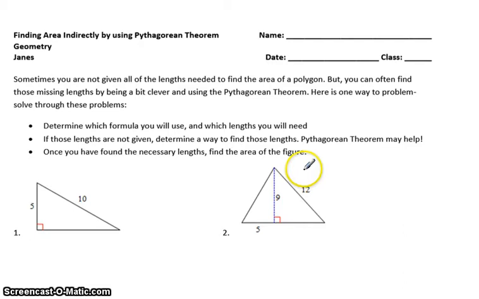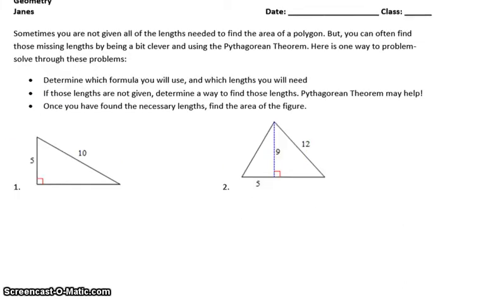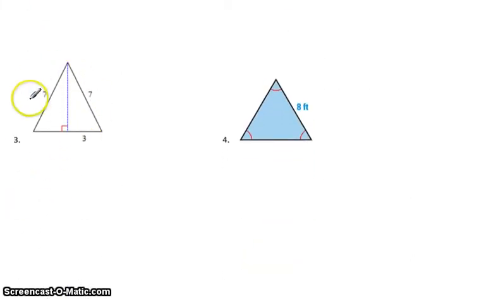Let's start by taking a look at number 3. Number 3, we've got a triangle here. I know, right off the bat, that the area of a triangle is base times height divided by 2, or 1/2 base times height, whatever you prefer. Now looking at this, do I know what the base and the height are?